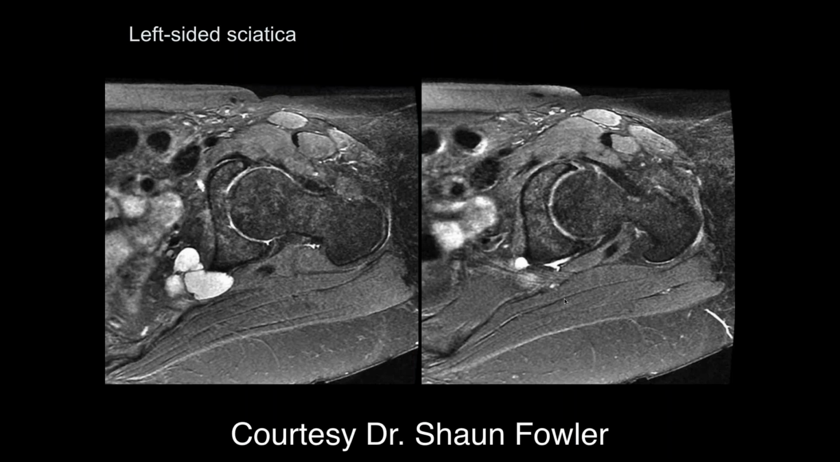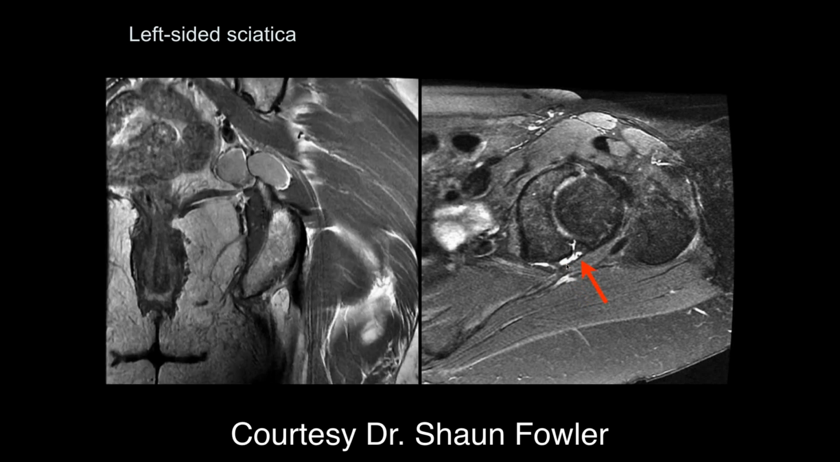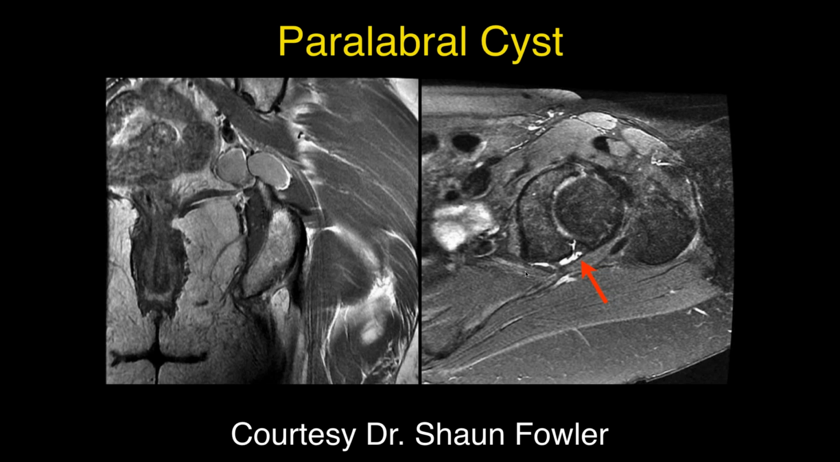All right, Thomas, what do you think of this case? Left-sided sciatica. There's a cystic lesion adjacent to the sciatic nerve, compressing on it. And then you can see that this may have a communication with the joint space if you follow it all the way back. So what would you call this? It's a ganglion, I guess, from the hip joint. Yeah, I think there's a posterior labral tear here, and this is a paralabral cyst which is extending out and compressing the sciatic nerve.